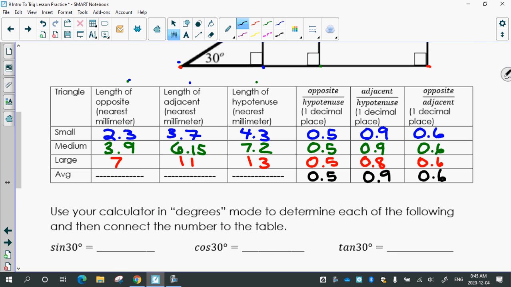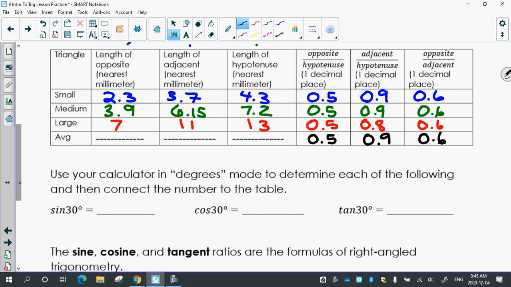So now we're going to use our calculator, and type in the sine of 30 degrees. Some calculators you press sine and then 30 and then equals, and other calculators you press 30 and then sine and then equals. So figure out which one yours is. Sine 30, you should get 0.5 on your calculator.